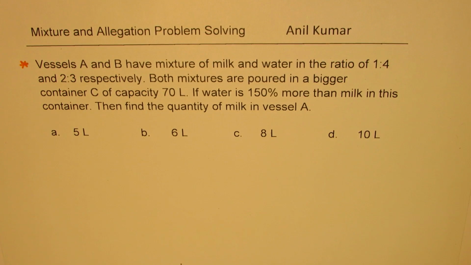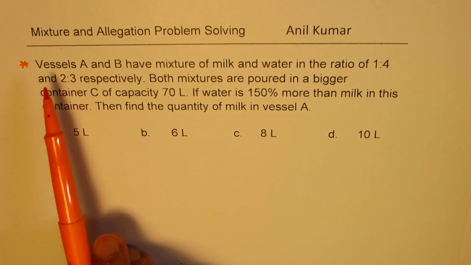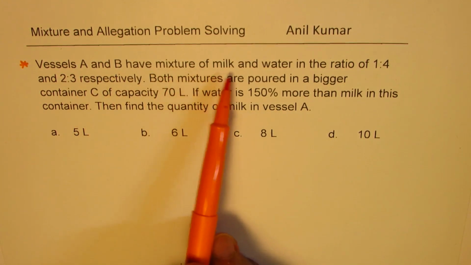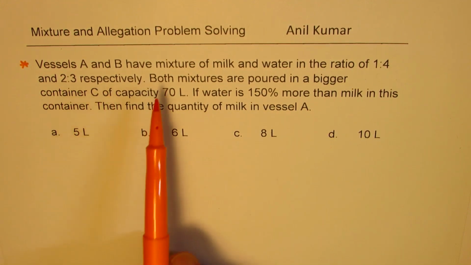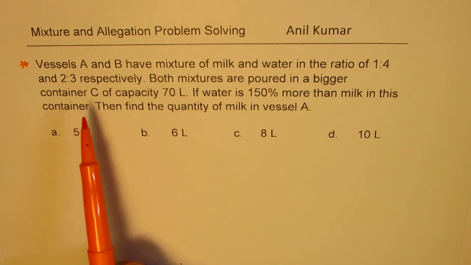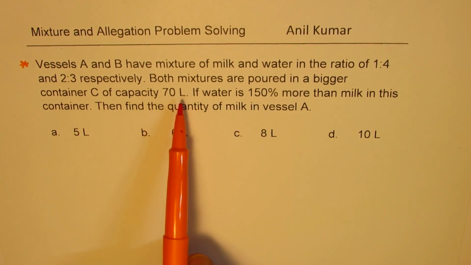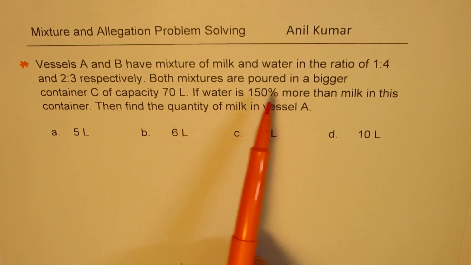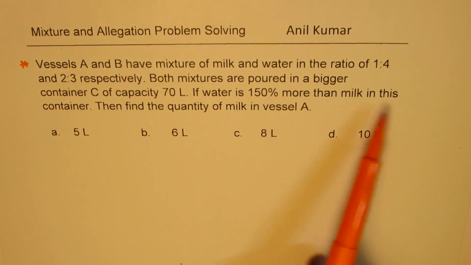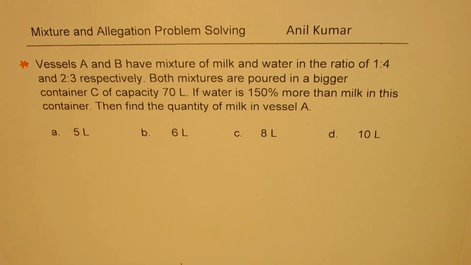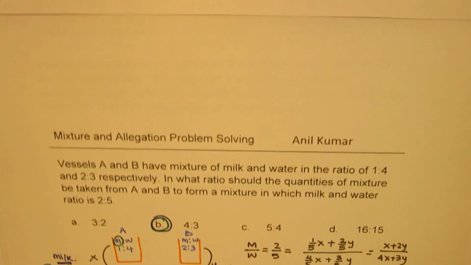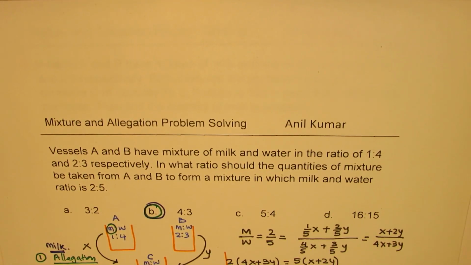Now here is the second related question, with a minor variation. The question here is, vessels A and B have a mixture of milk and water in the ratio of 1:4 and 2:3 respectively. Both mixtures are poured into a bigger container C of capacity 70 liters. If water is 150% more than milk in this container, then find the quantity of milk in vessel A, right? It's a very tricky question, but we are going to use the concepts we learned in the first part of this video.